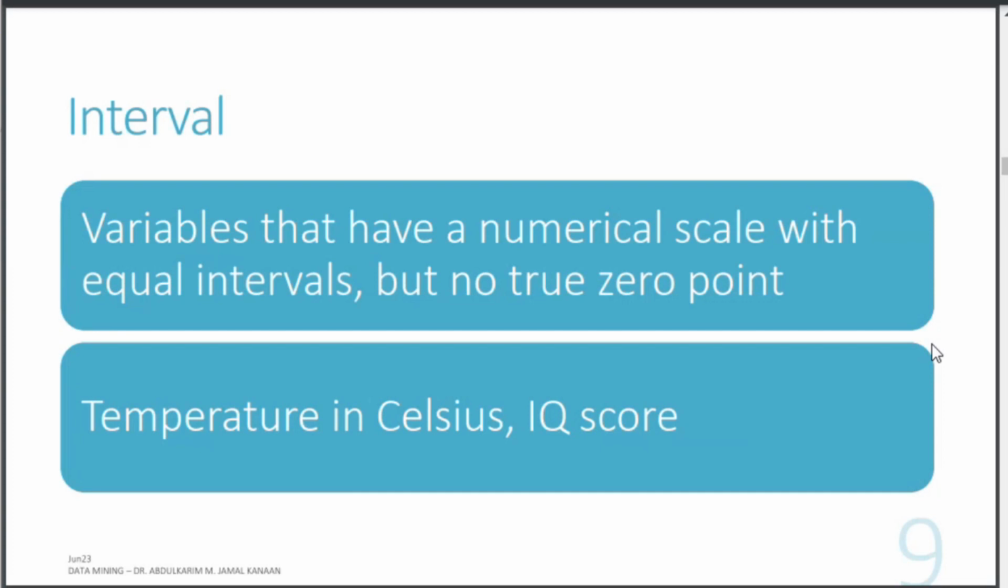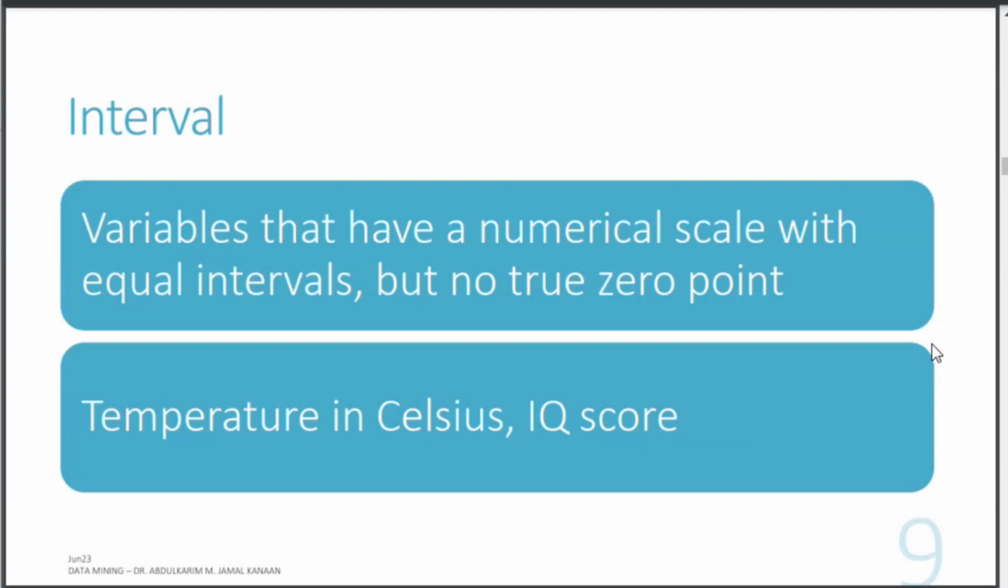IQ score is also the same. Why is it interval? This is interesting. Because when you say a person has IQ equal to 0, it doesn't mean he's stupid, or that he doesn't have intelligence. Okay? And not to mention the IQ score starts from 40, it doesn't start from 0.